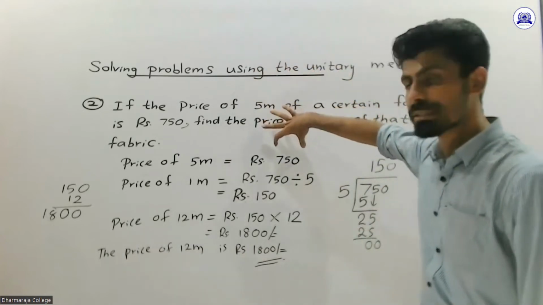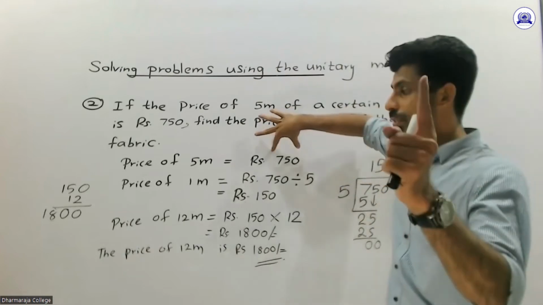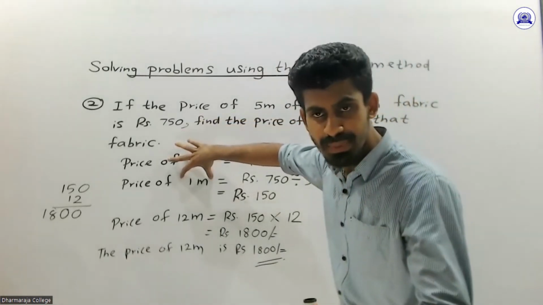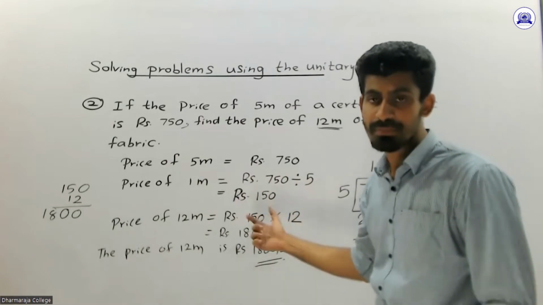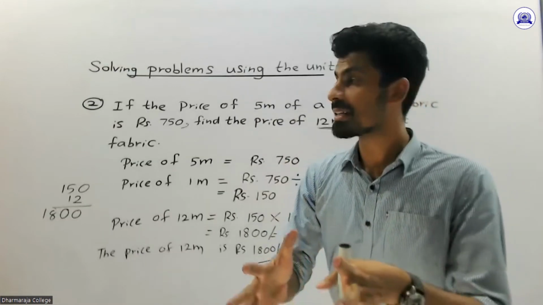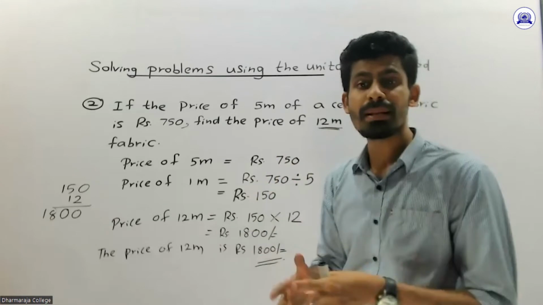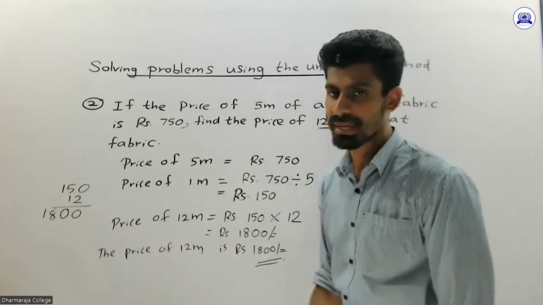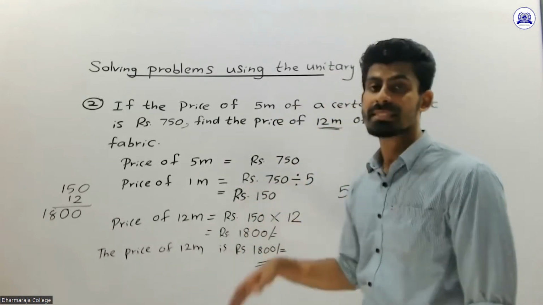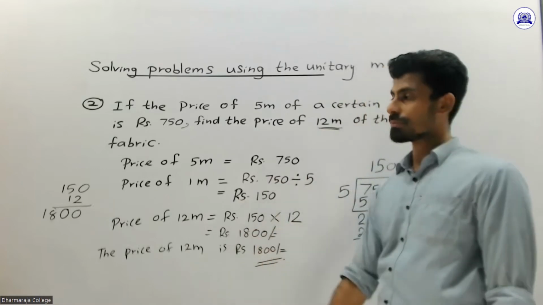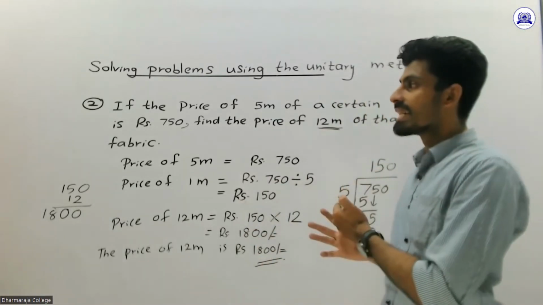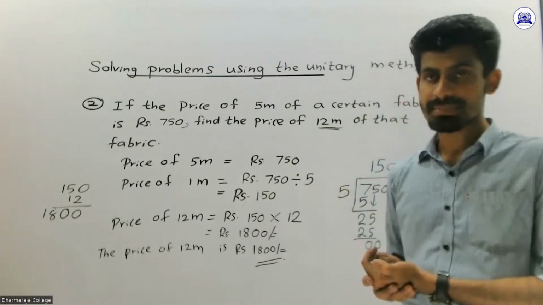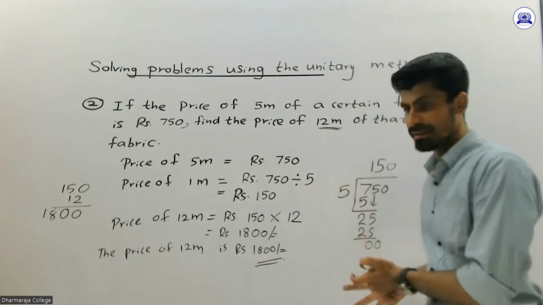5 meters equals 750. You need to find out the price for 1 meter, my dear student. 750 divided by 5, what is the answer? 150. So you need to find the value for 12 meters. 12 meters means 150 into 12. 150 into 12 means 1,800. Price of 12 meters is 1,800. Right? This is the second example. I think this one is also very clear for you, right?